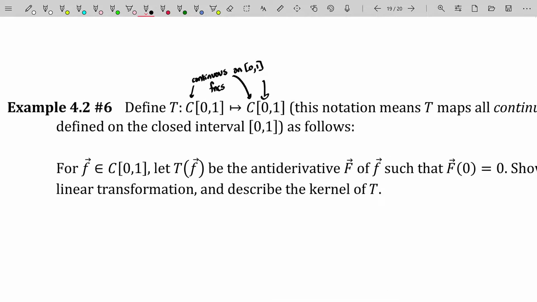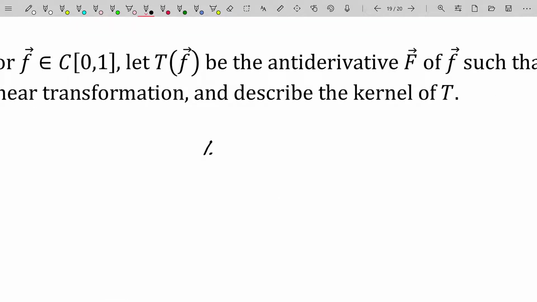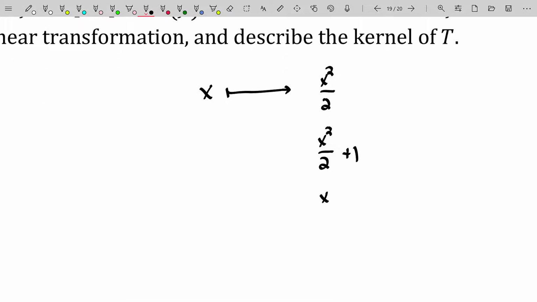Such that, now remember, antiderivatives are families of functions. For example, the antiderivative of x, if I did not clamp this down, could become x squared over 2. It could become x squared over 2 plus 1. It could become x squared over 2 plus pi. There's an infinite number of possibilities for the output if I just said this transformation is going to take our function and map it to its antiderivative.